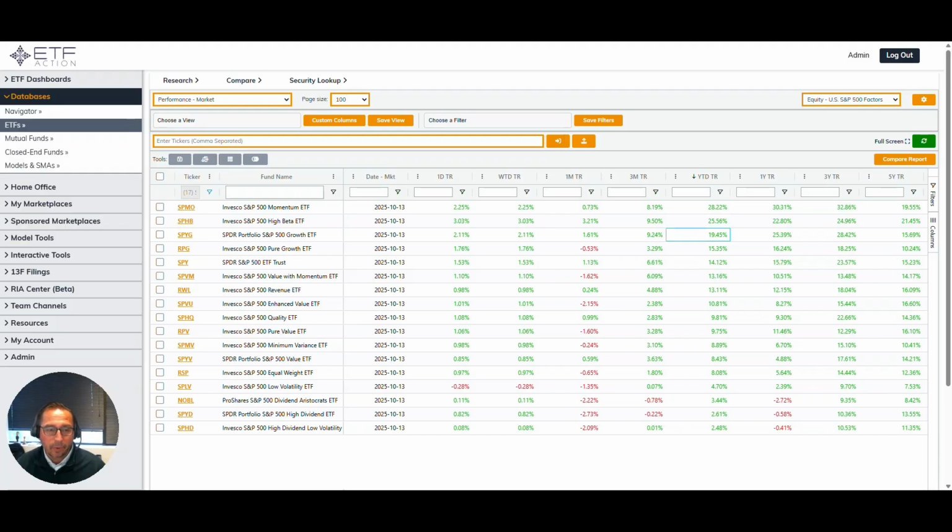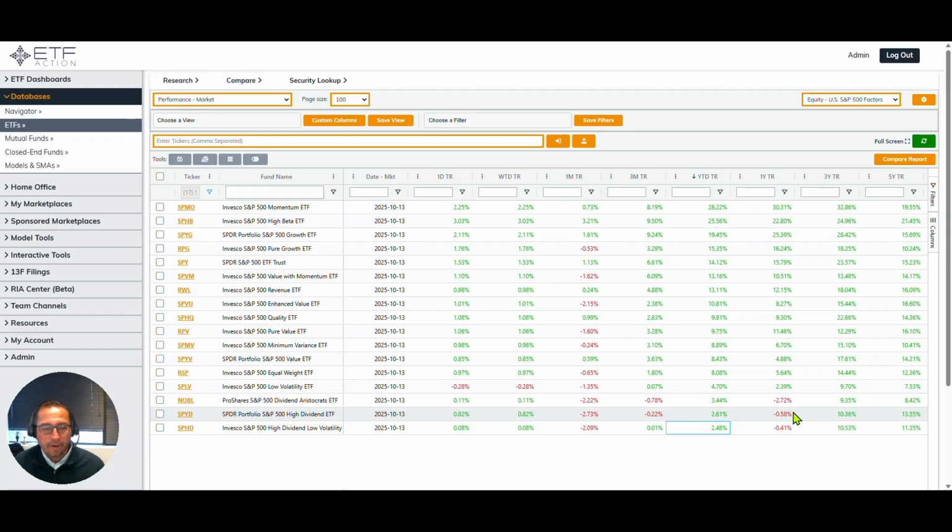High beta is doing great. Growth, not surprisingly, doing great. But what we can see also is there's only, what do we got here, 16 ETFs that are outperforming the S&P 500 market cap. Not surprising considering how well the mega cap names have done. We can see there's 28% here for S&P 500 momentum. Just scroll all the way down.